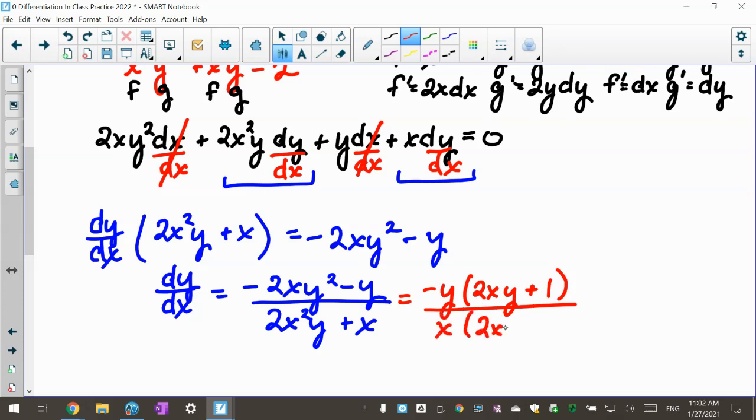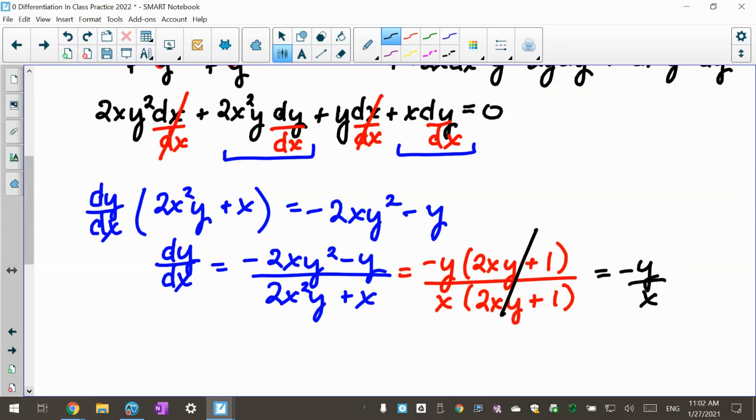So I have 2xy plus 1. And now you see why I did that. I can say thanks for playing. So I do know my derivative is negative y over x, which is much simpler than what we saw here in blue.